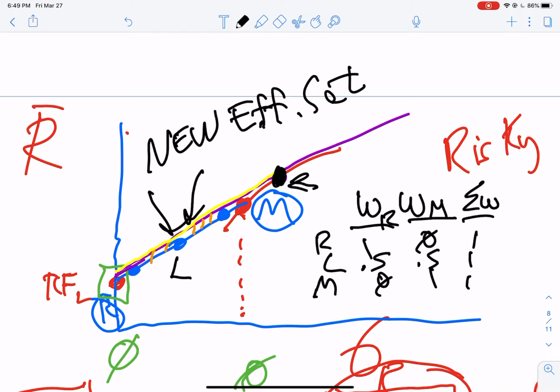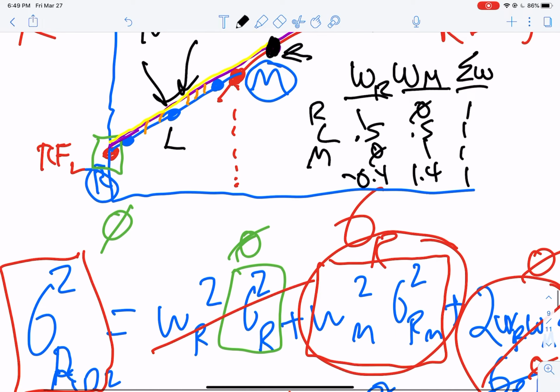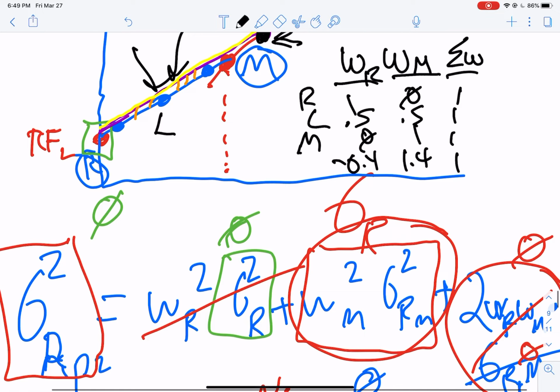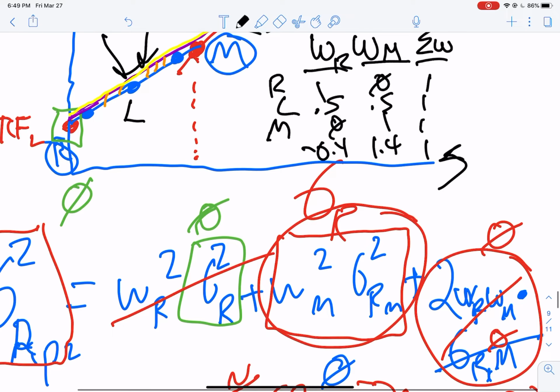But let's consider a new point. Let's consider this point right here. Okay, it looks like that's about a weight in M of 1.4, and therefore the weight in R must be negative 0.4 because the weights have to sum to 1. And this example right here involves margin purchase.